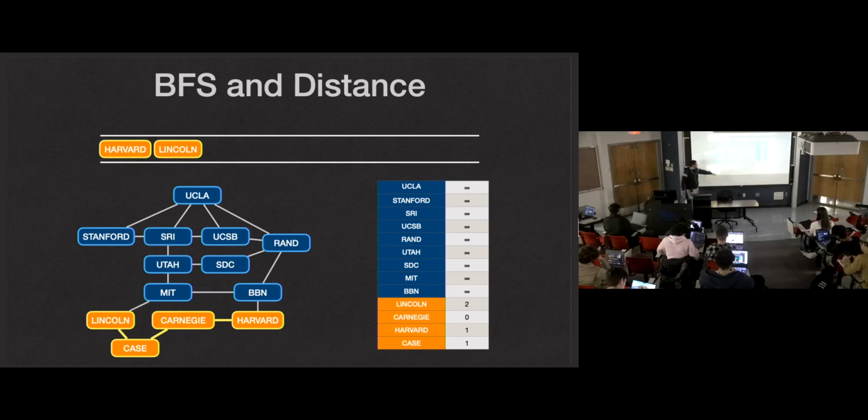Because if Case's distance is 1, we can get from Carnegie to Case with a path of length 1, and Case just discovered a brand new node, we take one more edge to get from Carnegie to Lincoln as we did from Carnegie to Case. So we add that one edge, bump that number up by 1, and that's our new distance. Dequeue Harvard, Carnegie already visited, do nothing. BBN, mark it as visited, enqueue it, set its distance to Harvard's distance plus 1.